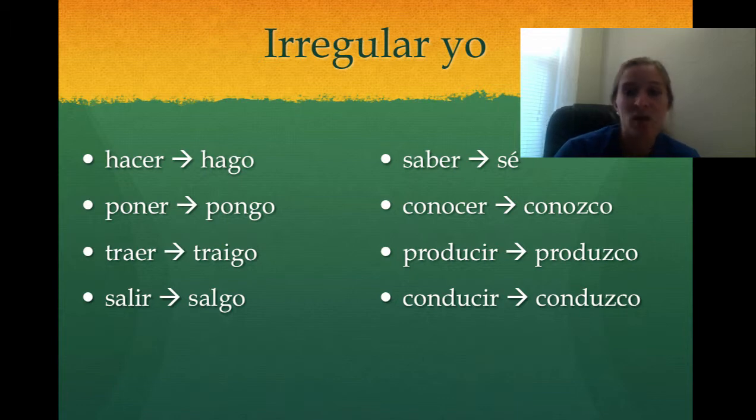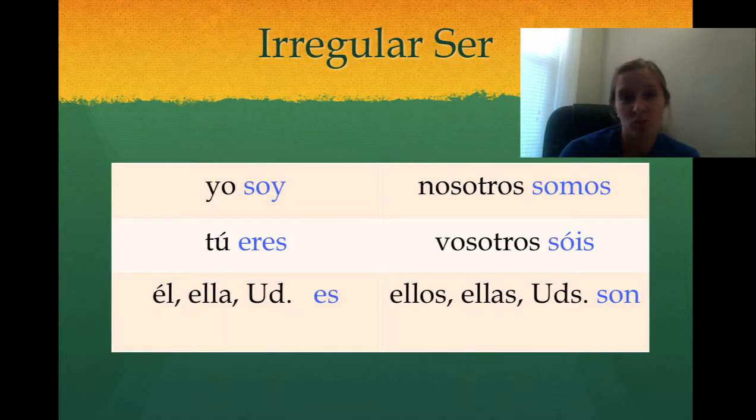That becomes sé. Conocer, which is to know people or places, to be familiar with them, becomes conozco. Producir, to produce, becomes produzco. And conducir, which means to drive, becomes conduzco.